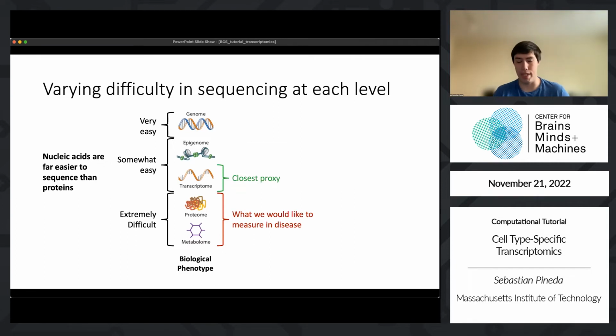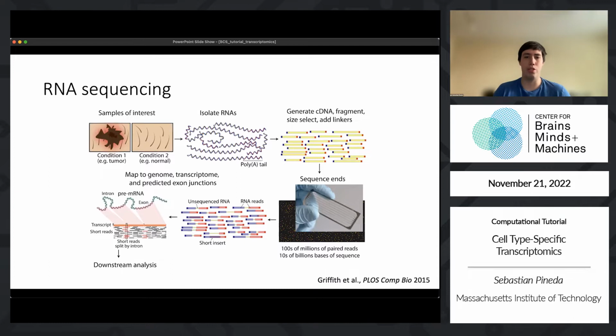So the closest proxy we have is transcriptomics. So we can look at gene expression changes, and that sort of tells us what's happening at the protein level, at the functional level. This is not always the case, but it's as good as we have, right? So about 30 years ago, we obtained the ability to assess gene expression changes transcriptome-wide with the invention of the microarray. And it's a very good technology.